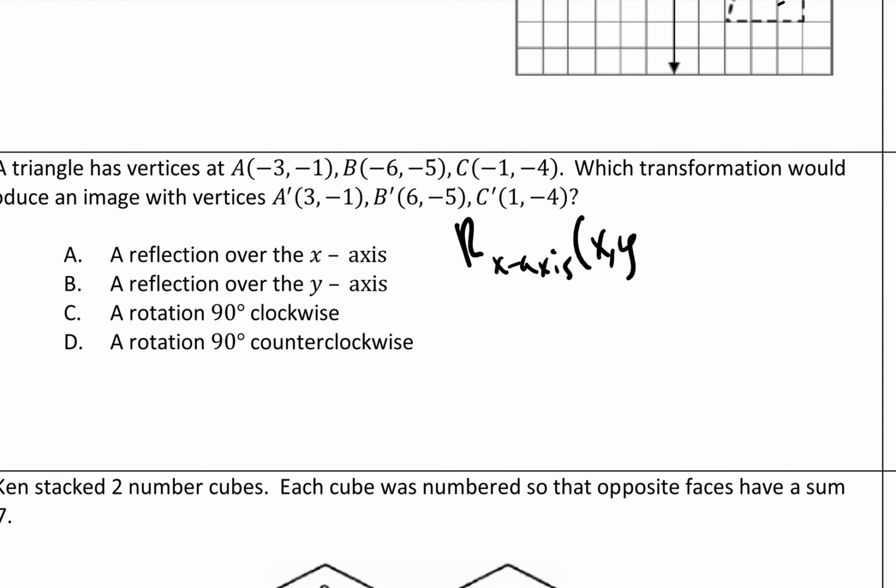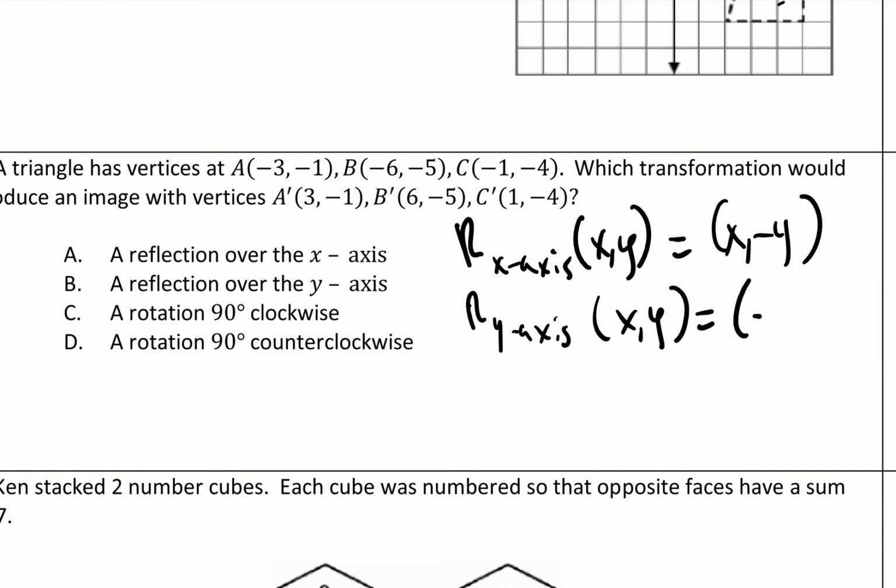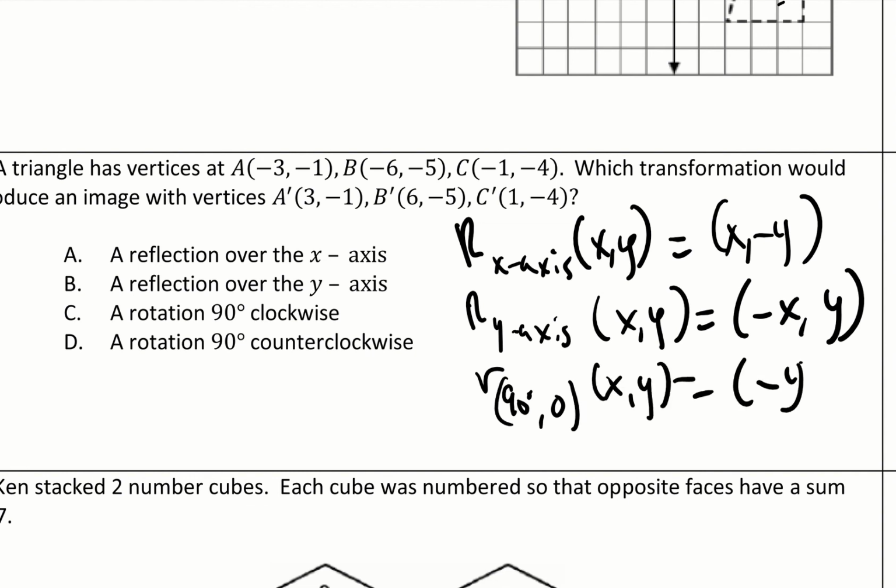Now the rule for a reflection about the x-axis, I'm just going to show you the rules, is if you're reflecting about the x, then only the y value changes to its opposite sign, right? So the y changes. So it's going to be x, negative y. Reflection about the y, only the x changes. So it'd be negative x and y. We already talked about rotation 90 degrees about the origin. We said that it would be negative y and x, and that's counterclockwise.